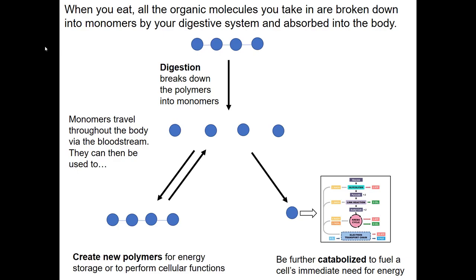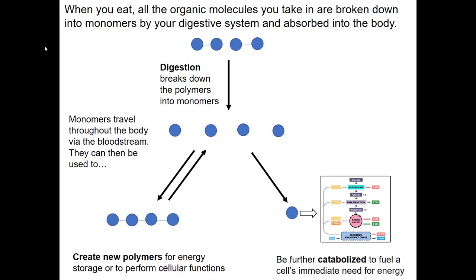And then the body is going to want to do something with all those monomers it just took in, all these nutrients. So it's either going to take these monomers and use them to build new polymers. That's one option. We'll talk about why the body might want to do that in specific cases. But it can do that for energy storage, and it can also do it because it needs the polymers to perform some sort of function in the cell or in the body. So that's one thing the body can do with these monomers that it's created from these polymers.